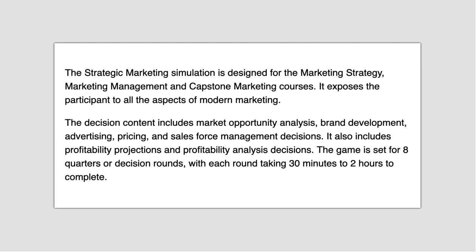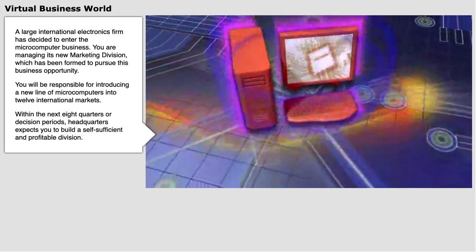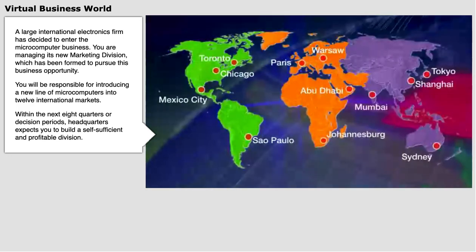The game is set for 8 quarters or decision rounds, with each round taking 30 minutes to 2 hours to complete. A large international electronics firm has decided to enter the microcomputer business. You are managing its new marketing division, which has been formed to pursue this business opportunity. You will be responsible for introducing a new line of microcomputers into 12 international markets. Within the next 8 quarters or decision periods, headquarters expects you to build a self-sufficient and profitable division.